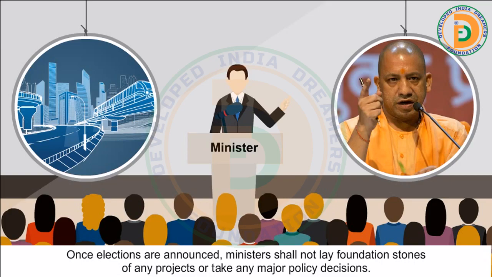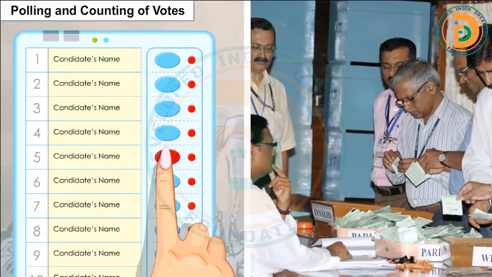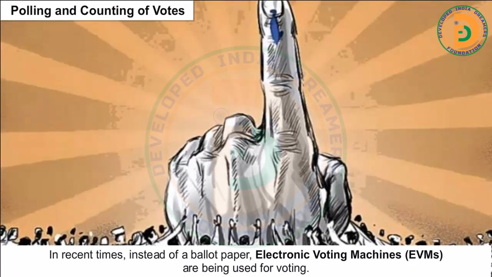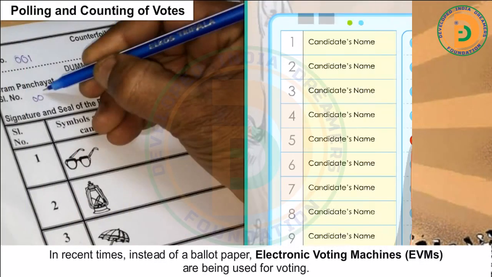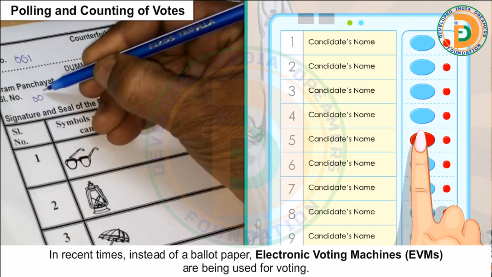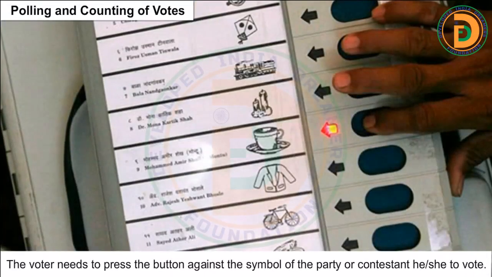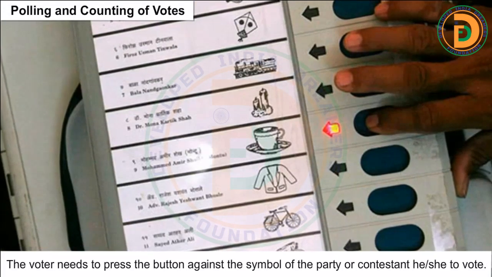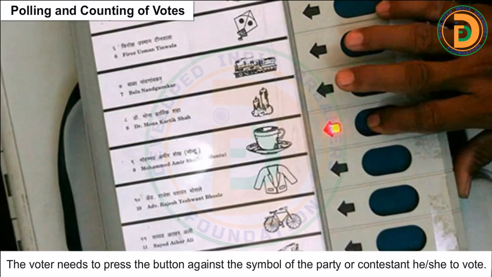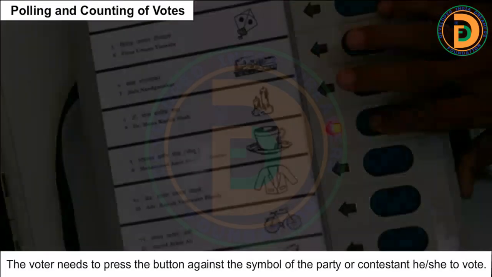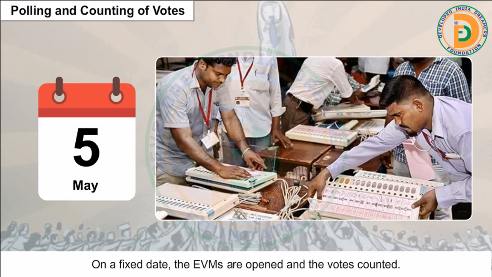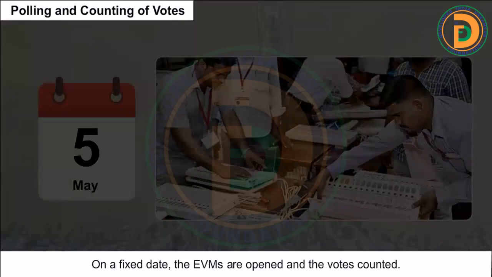Polling and counting of votes. In recent times, instead of a ballot paper, electronic voting machines or EVMs are being used for voting. The voter needs to press the button against the symbol of the party or contestant he or she wants to vote for. On a fixed date, the EVMs are opened and the votes counted.